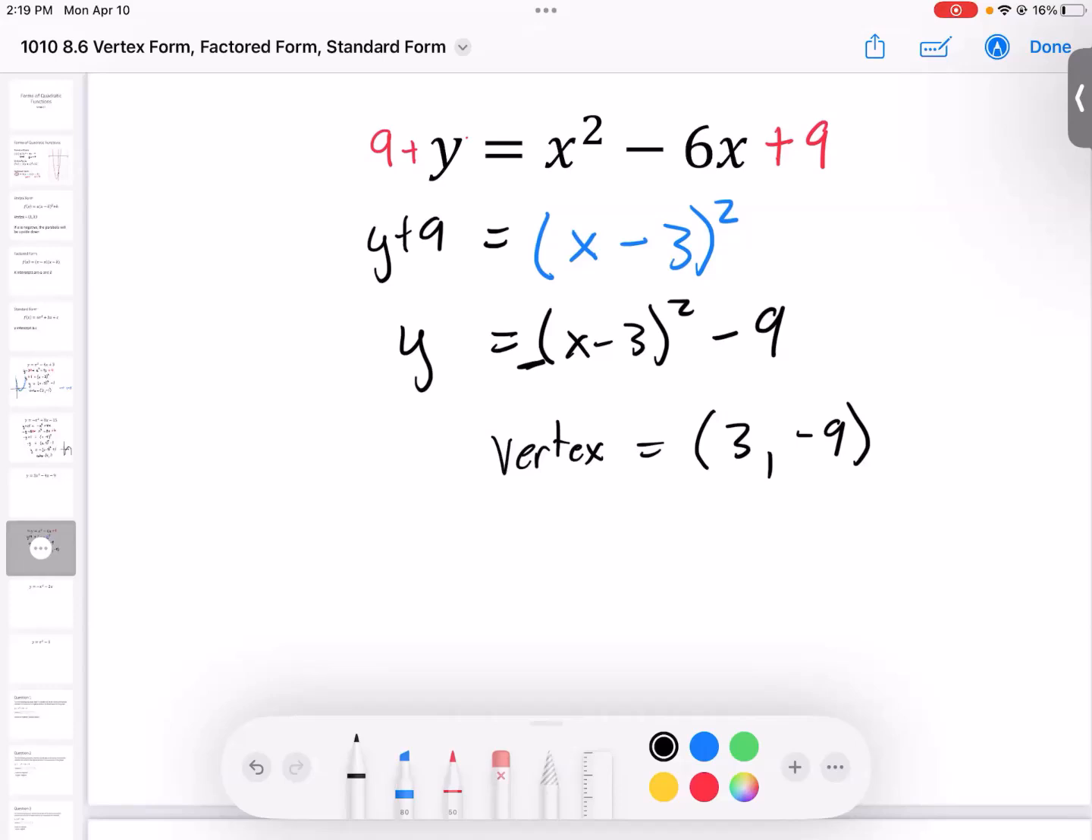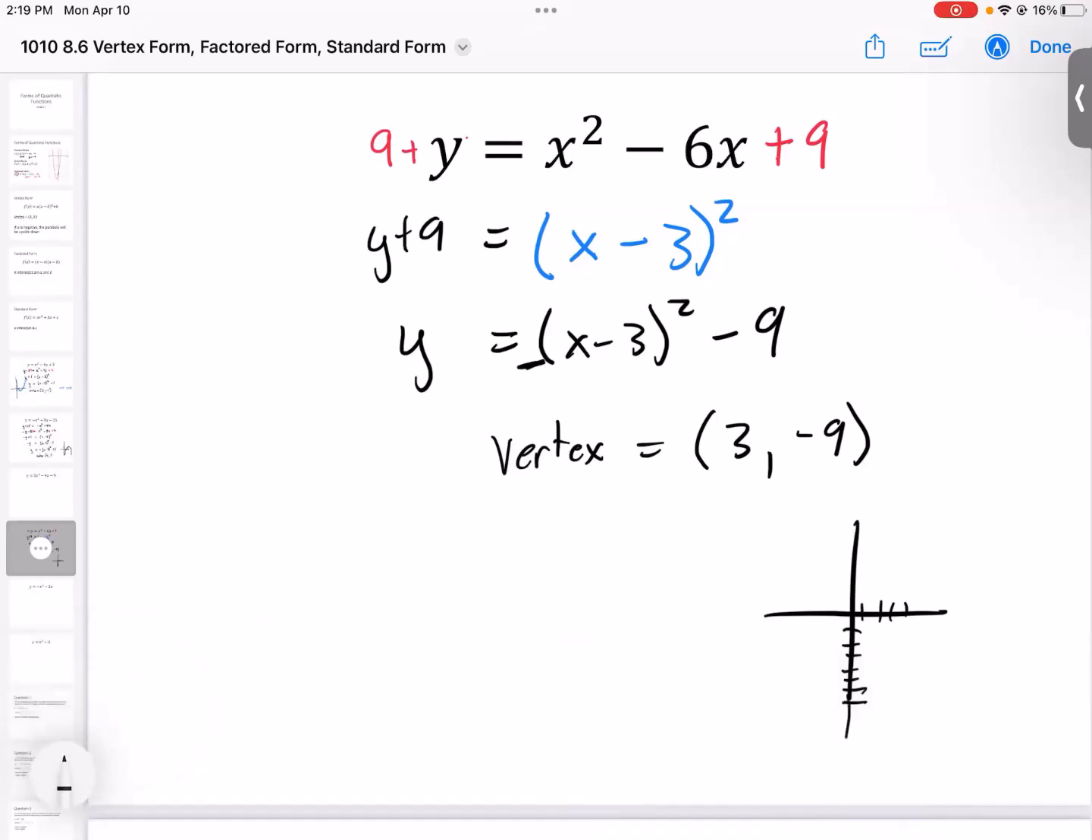So you can plug in that number to see if it's true. If you plug in a 3, 3 minus 3 is 0, 0 squared minus 9. The vertex will always make this stuff equal 0. When you're graphing this, you'll have 3 and negative 9, which would be way down here. So it would look kind of like that.